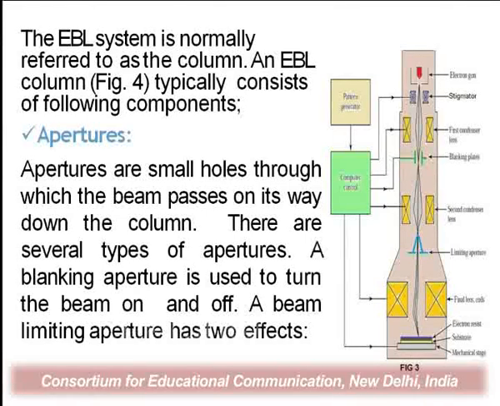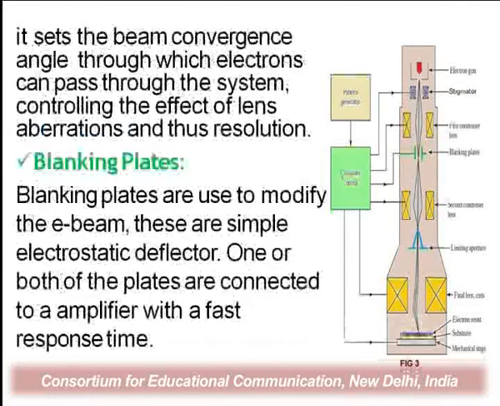There are several other types of apertures. A blanking aperture is used to turn the beam on or off. Sometimes we send the beam directly, or sometimes we send the beam in the form of pulses. So these apertures are used for the on and off system. And the beam limiting aperture has two effects. Number one, it sets the beam convergence angle through which the electrons can pass through the system, controlling the effect of the lens aberration and thus its resolution, so that it can fall upon the wafer.